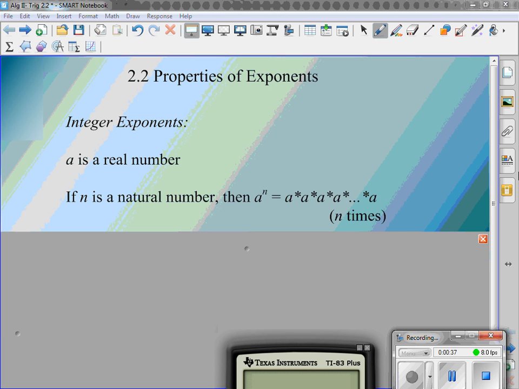Right here, if I had 2 to the 5th, that just means 2 times 2 times 2 times 2 times 2. That's your n. However many that is, that's what you do. So what's 2 times 2 times 2 times 2 times 2? 2 times 2 is 4, times 2 is 8, times 2 is 16, times 2 is 32. So 2 to the 5th power is 32.